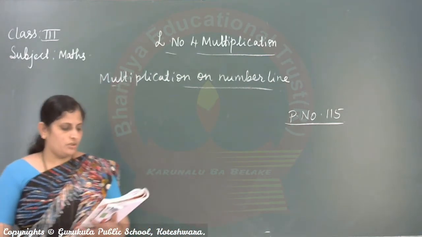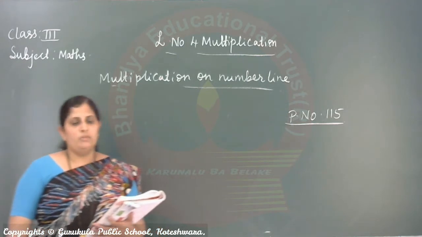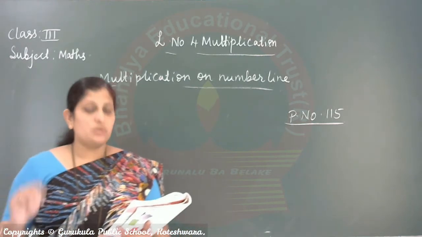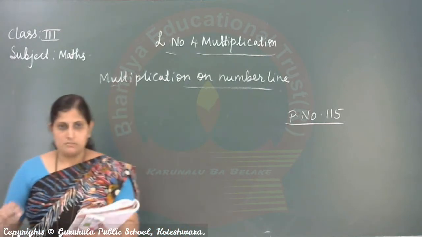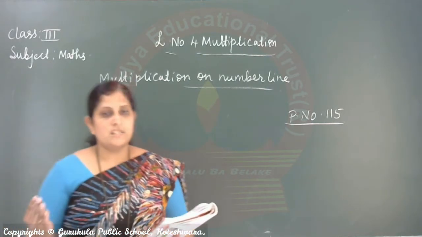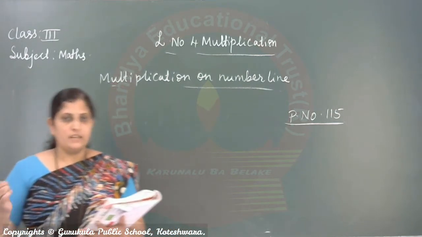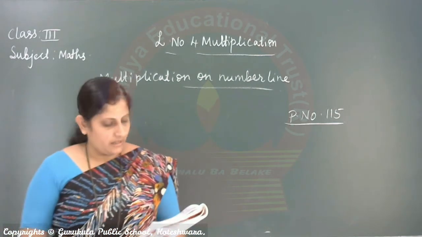See, your first question is given 0 to 4. How many steps have they taken? 4 steps. How many jumps? 2 jumps. 2 jumps, 4 steps. What is the answer then? 2 fours is the correct answer.